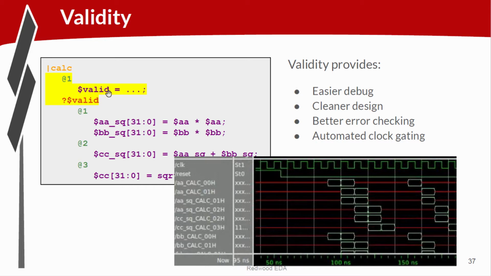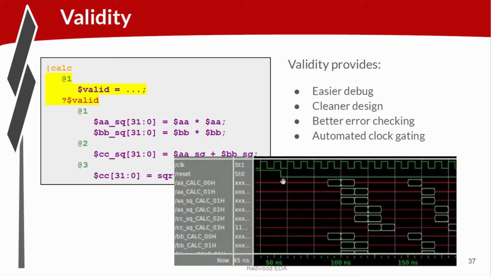So in the code here, I've created a valid signal, and I've assigned that signal in stage 1 at the beginning of my pipeline. And then I've applied that valid as a when condition. This question mark valid is the condition under which this computation is meaningful. And that condition applies to every stage of the pipeline. So under that condition, we've got the computation. And this code results in a waveform depicted here.